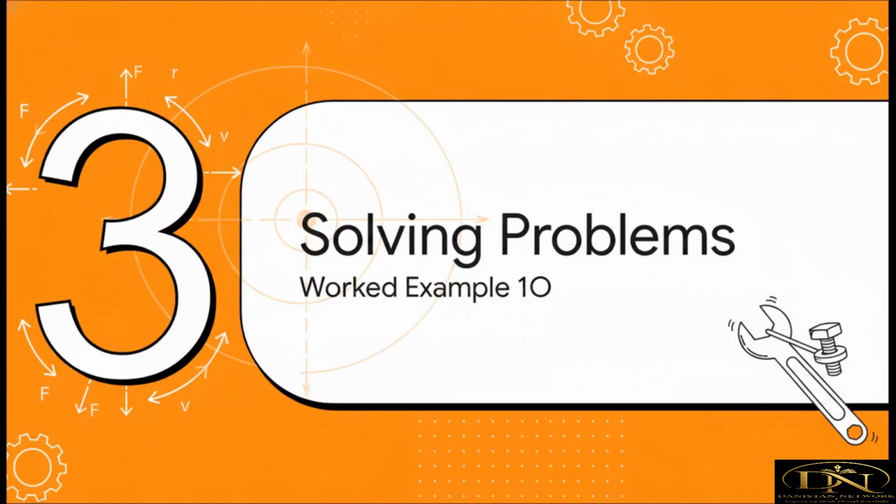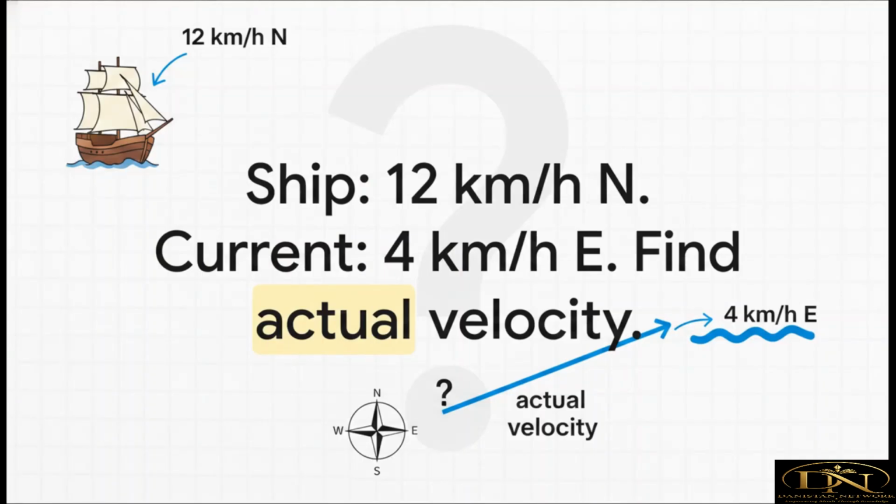All right, theory is one thing, but let's apply this to a practical problem and see how it all works in the real world. So here's the situation. We've got a ship sailing north at 12 kilometers per hour, but at the same time, there's an ocean current pushing it east at 4 kilometers per hour. So the big question is, what is the ship's actual velocity, its real speed and direction, relative to someone standing on the shore? We can solve this in a couple of ways.